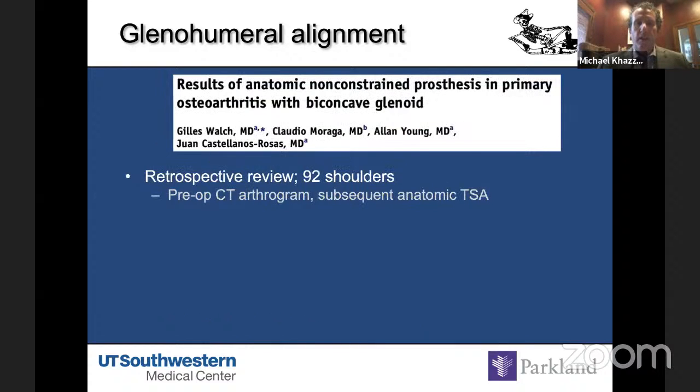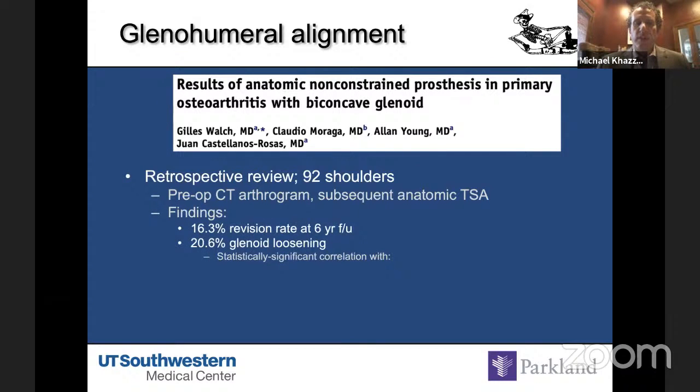Similarly, Dr. Walch assessed his results of anatomic total shoulder arthroplasty in the setting of B2 glenoids with significant posterior humeral head subluxation, and found a 16% revision rate at 6 years, 20% glenoid loosening rate, recurrence of posterior glenoid erosion, posterior humeral head subluxation, and 11% dislocation rate.